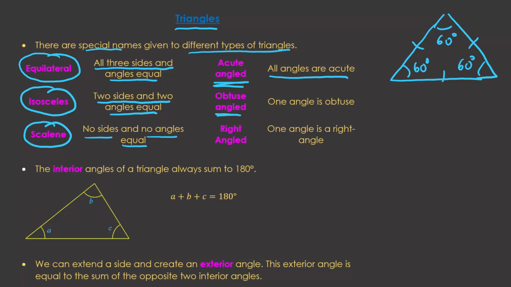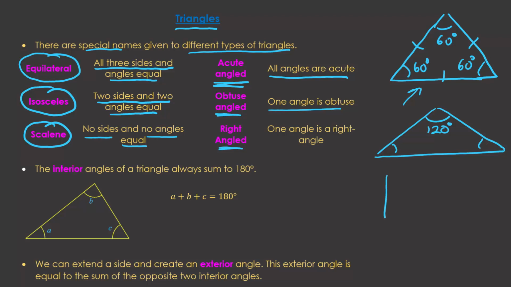A triangle is called obtuse angled if one angle is obtuse, and of course at most one angle can be obtuse, because if that's 120 degrees, and as I already mentioned the angles add up to 180, then the other two angles have got to be acute. A right angled triangle, or a RAT as we often refer to it for shorthand, has a right angle as one of its angles.